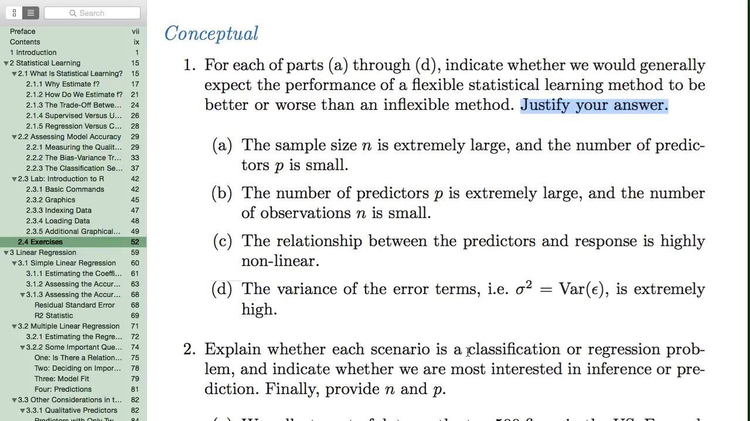Okay, now, is each of these problems a classification or a regression problem? And are we interested in inference or prediction? And what are N or P? So classification, as I just said, it means that the output variable is qualitative. Regression, the output variable is quantitative. Whether we're more interested in inference or prediction is whether we care about the machinery or we just care about the answer. And N is the number of observations and P is the number of X's.